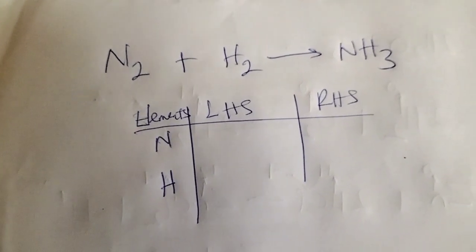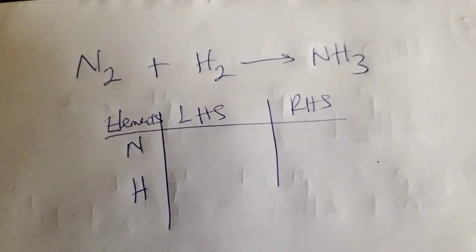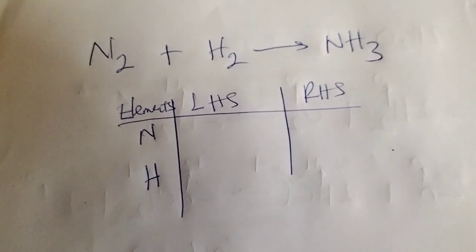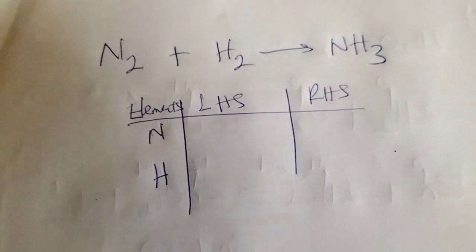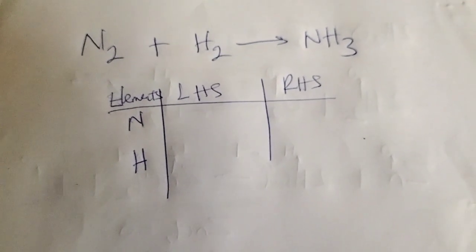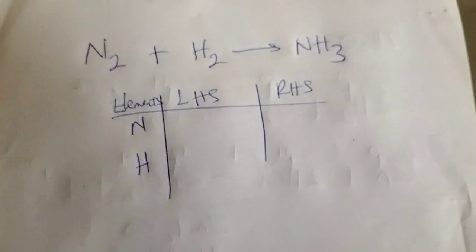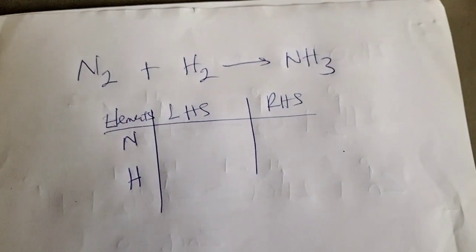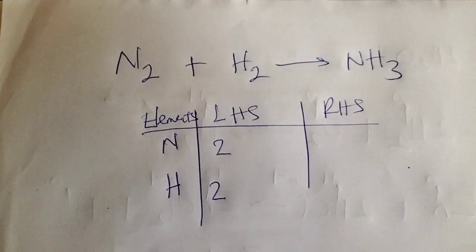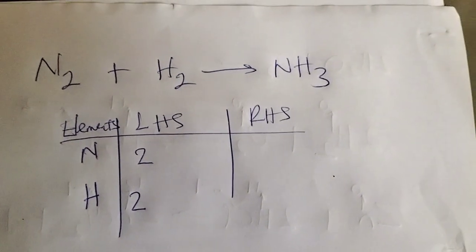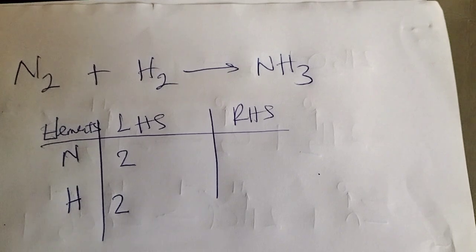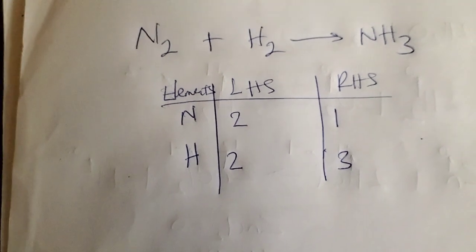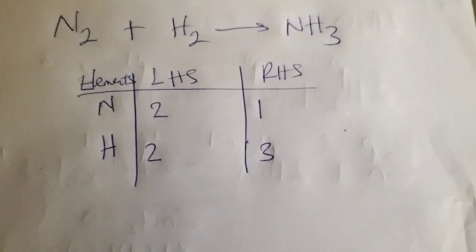We see the equation between the two reactants, nitrogen and hydrogen, giving us ammonia. We'll draw a table as you were taught in the class in the first video: elements nitrogen and hydrogen, left-hand side and right-hand side. You count the atoms. How many atoms of nitrogen on the left-hand side? 2. How many of hydrogen? Also 2. So write them down, giving us 2, 2. Go to the product. How many of nitrogen? 1. How many of hydrogen? 3 atoms of hydrogen. So we inspect the table and see that the two elements are unbalanced.